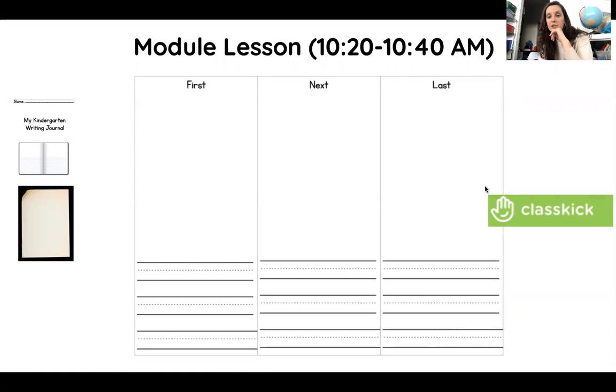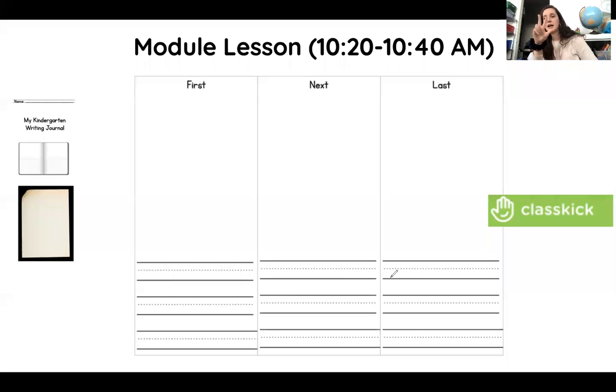Now let's go to the last part. Let's think about what happened at the end of the story. So after it rained, what happened at the end of the story? Draw a picture. And then just like the last part, you're going to think about a sentence, say it out loud, and write a line for each word. I think I want to say, she played at the park.